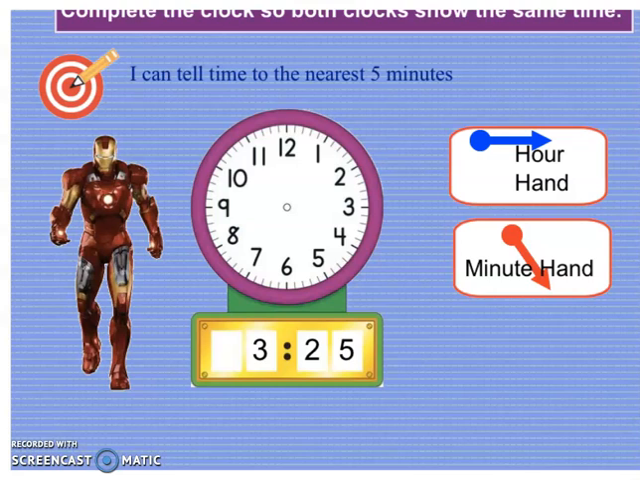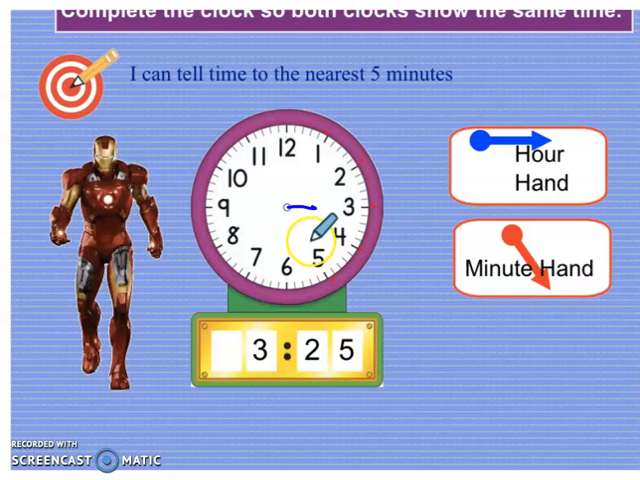I can tell time again to the nearest 5 minutes. So this time, boys and girls, we want to look at the time 3:25, or 25 minutes after 3. And again, we're going to begin with our hour hand. So we're going to locate the 3 on our analog clock to get the hour 3 o'clock. So we're going to move our little cursor to the 3, right there, boys and girls. Then we're going to go back to our 12 to count 25 minutes. So let's go. 5, 10, 15, 20, 25.